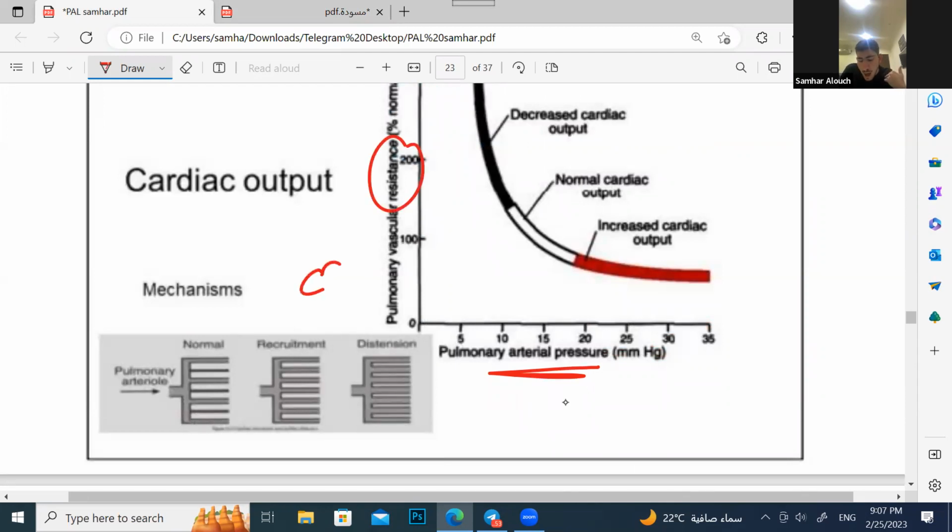and here I have the resistance. If I'm increasing cardiac output, I'm increasing the pressure. If I'm increasing the pressure, I am opening more blood vessels. I'm causing recruitment and distension. And so the resistance will go down. So only in pulmonary circulation, cardiac output has an indirect, or let's say inverse, relation. If I increase cardiac output, I will decrease the resistance because increasing cardiac output will open more vessels, and so it will decrease the resistance. Only in pulmonary circulation. Is it clear?